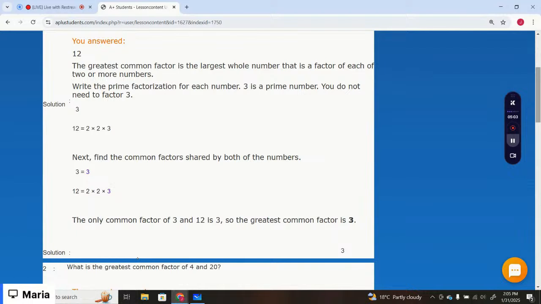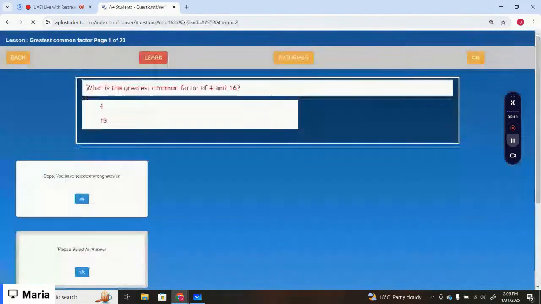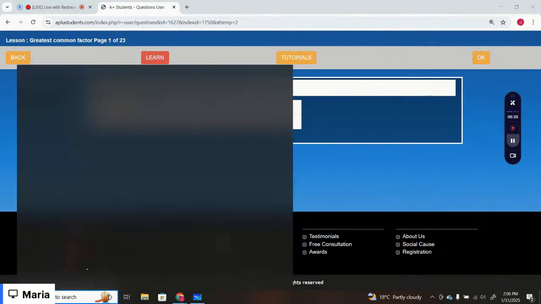Got it? So you need to find the greatest common factor for both the numbers. You have to do the prime factorization. Let's just start with the test questions. What is the greatest common factor of 4 and 16? Let's just write down the prime factors of 4 and 16.